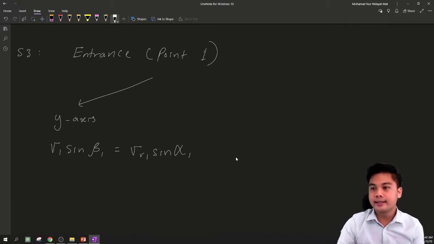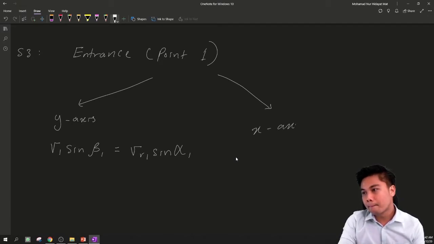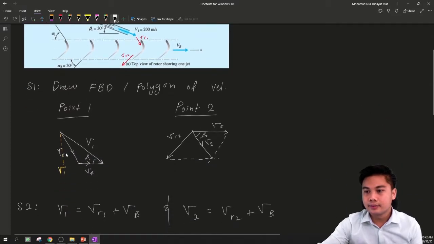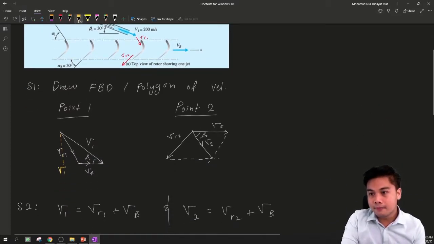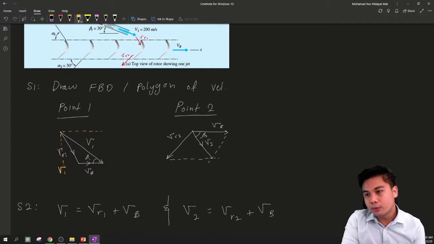And then here is the X component. V1 of course uses cos beta 1. You can see here, to get the V1 X component, V1 cos beta 1 is actually equal to VR1 cos alpha 1. We get until this point, because this is VR1, and once we do the cos, we only reach this point.